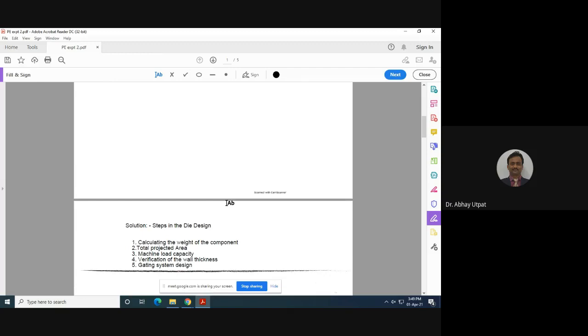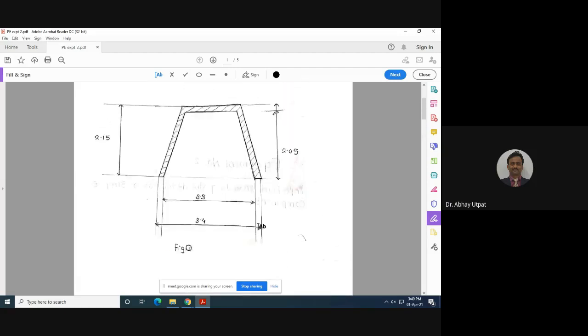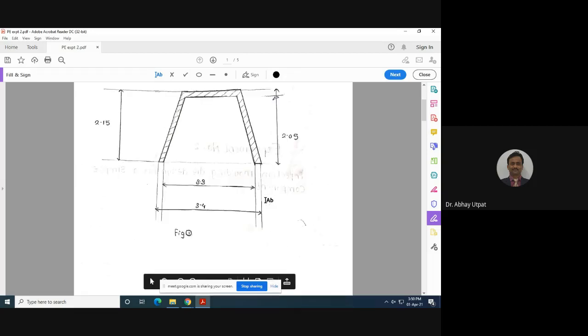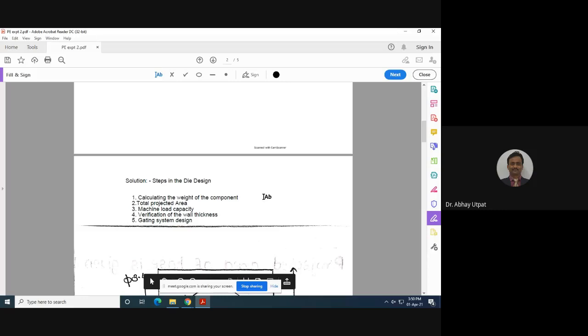Solution. Steps in the die design. So what steps do you have to consider? I have kept this figure for a long time. I hope you have taken a screenshot. Otherwise, I have to scroll to it every time. Calculating the weight of the component, total projected area, machine load capacity, verification of wall thickness, and gating system design. So these are the 5 steps, and you will achieve your injection mold die.